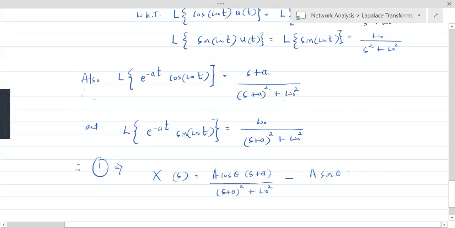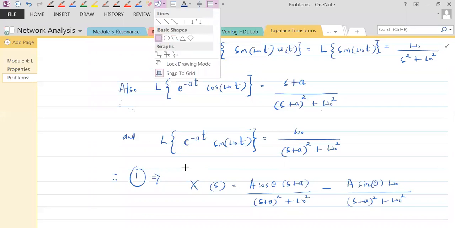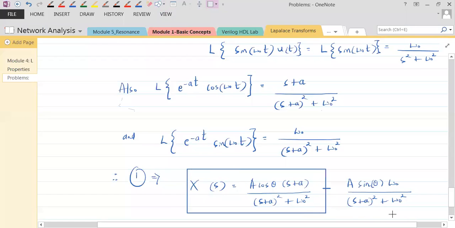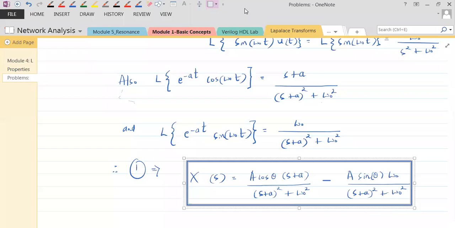A sin theta, then you have omega naught there. A sin theta into omega naught divided by s plus a square plus omega naught square. So this is how things turn out in the end. Is everybody okay with this? So this is what the result is going to be. Fine. Now we can take another problem.